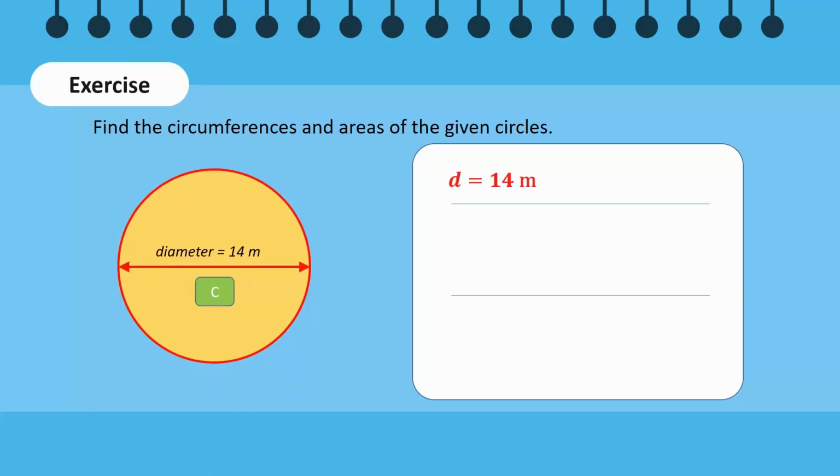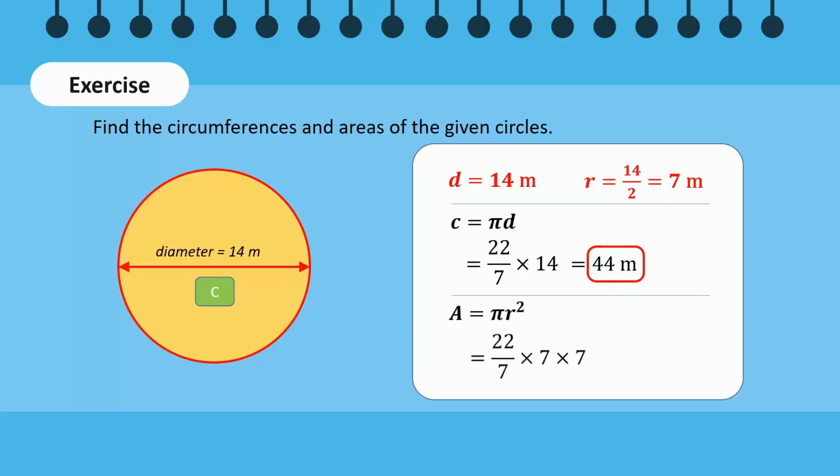Circle C has a diameter of 14 meters. Using the same formula as before, but this time taking pi as 22/7, we get the circumference 44 meters. The area can then be calculated by first finding the radius, which in this case is equal to 7 meters. Then we use the formula for area with pi taken again as 22/7. The area is equal to 22/7 into 7 squared. 7 squared can be written as 7 into 7. After some cancellation and calculation, we get the area as 154 square meters.